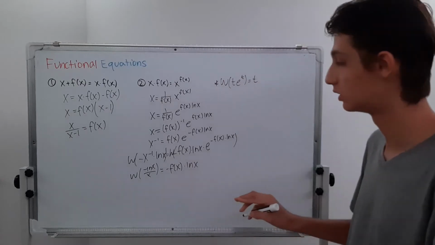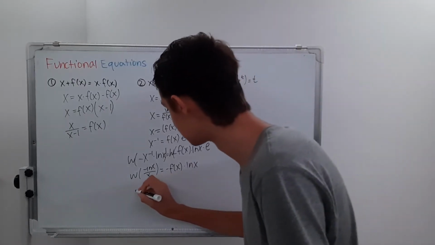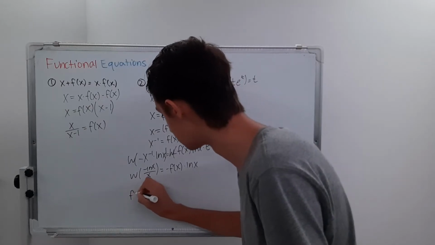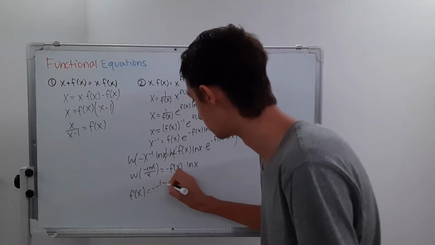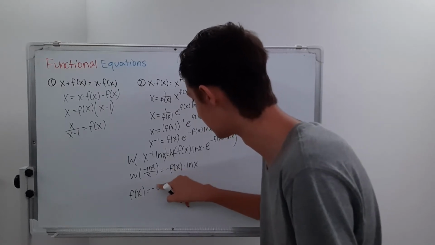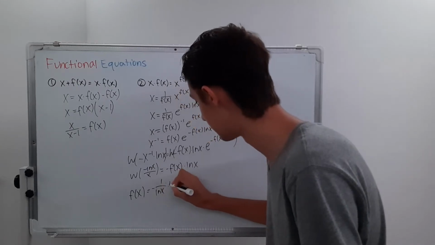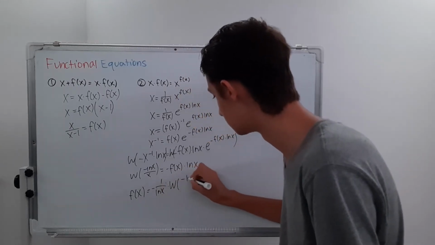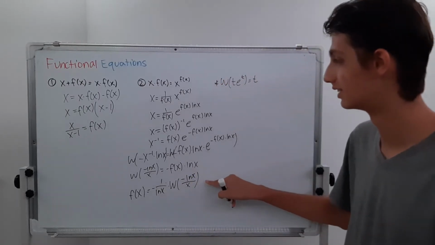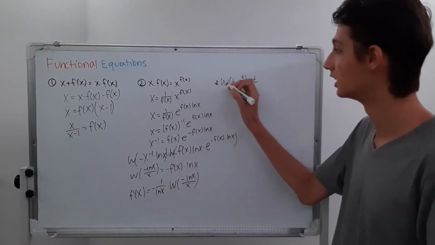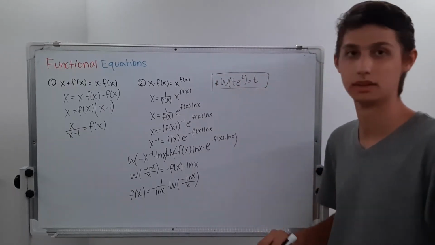And the easy way to do this is we can just divide by a negative ln x. So we get that this is equal to, so I can put f of x over here. f of x is equal to negative 1 over ln x. Hold on, 1 over ln x times our W of negative ln x over x. And this is our solution to this equation using the Lambert W function. And that's really, really good for us.